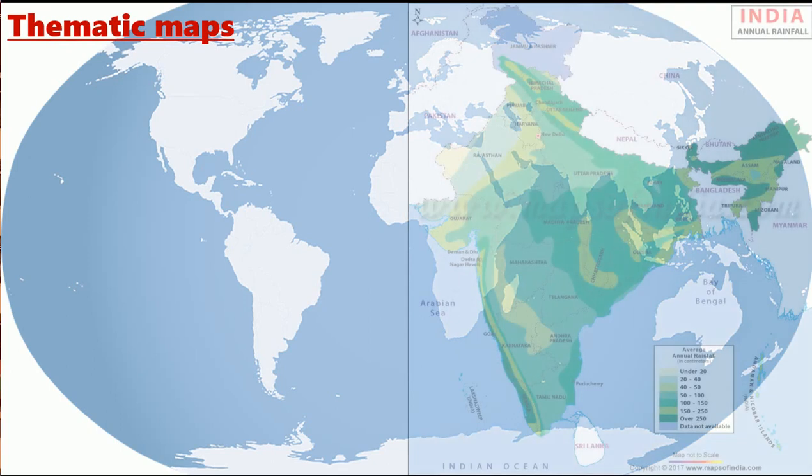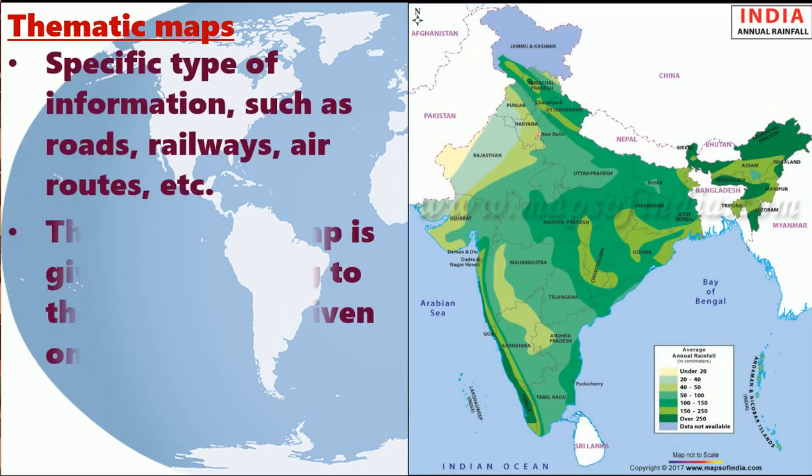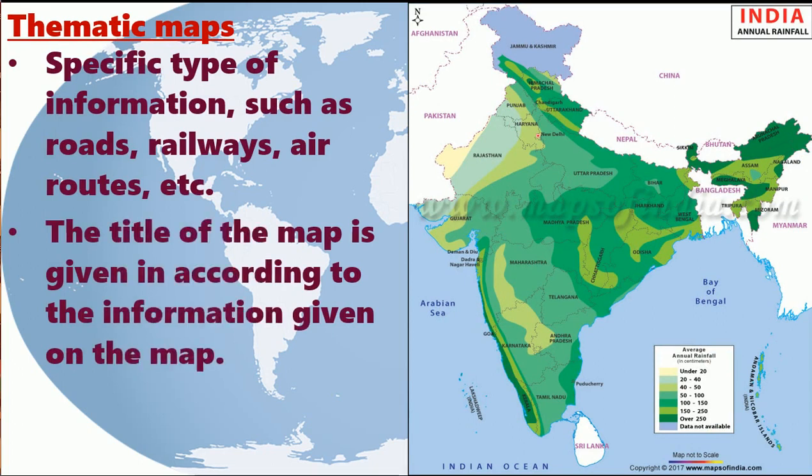What are thematic maps? Theme. As you can understand yourself, these are the maps which give us a specific type of information. And what type of information? Such as roads, railways, air routes, distribution of population, conditions of climatic elements, location of mining, industrial centers, annual rainfall. As you can see, this map is showing us India's annual rainfall.